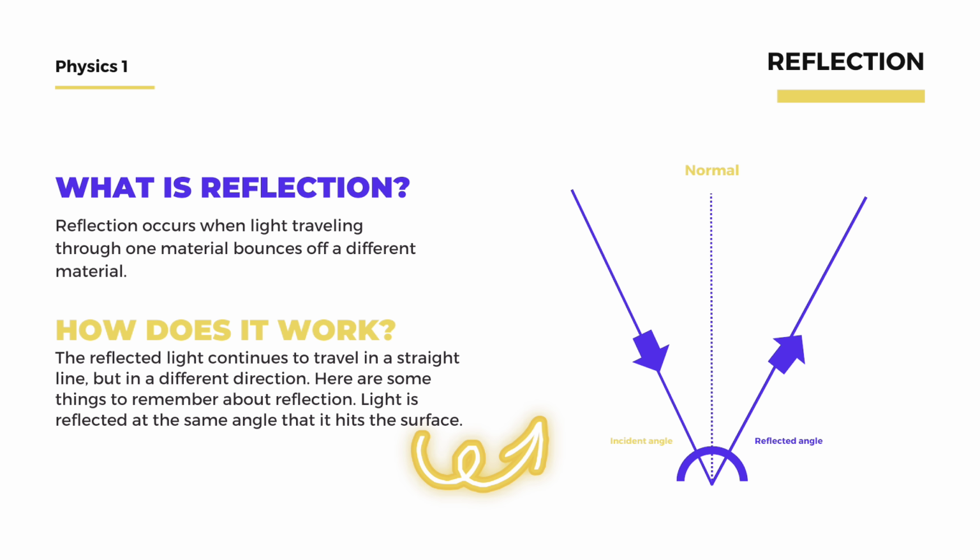One of them is that light is reflected at the same angle at which it hits the surface. As you can see, this is the diagram of how reflection works. In the middle you can see a dotted line, which is the normal. The left part is the incident angle, and the right part is the reflected angle.